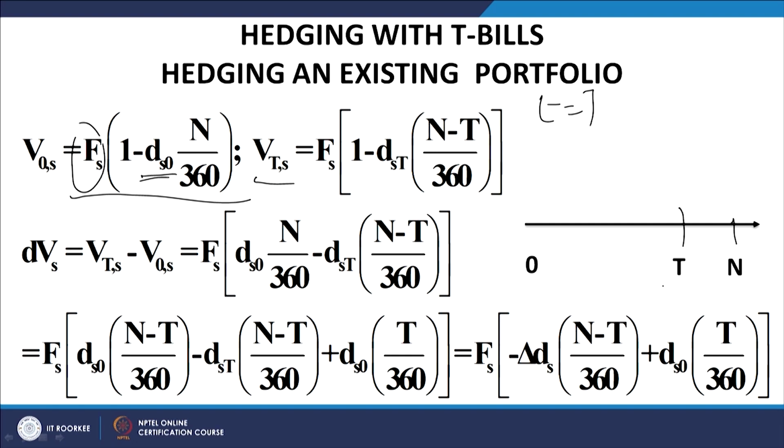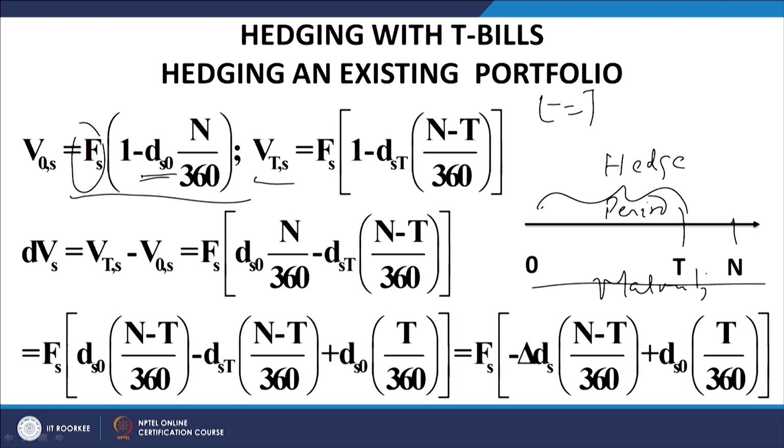This is your hedge period, the period for which you want to be hedged. This is the maturity of the bill. Okay, so this is what we arrive at in terms of this particular expression. Now, please note this is n minus t, because the remaining life is n minus t.